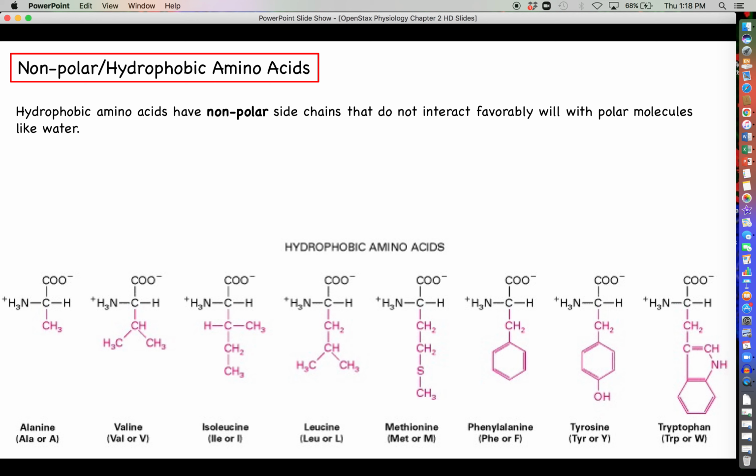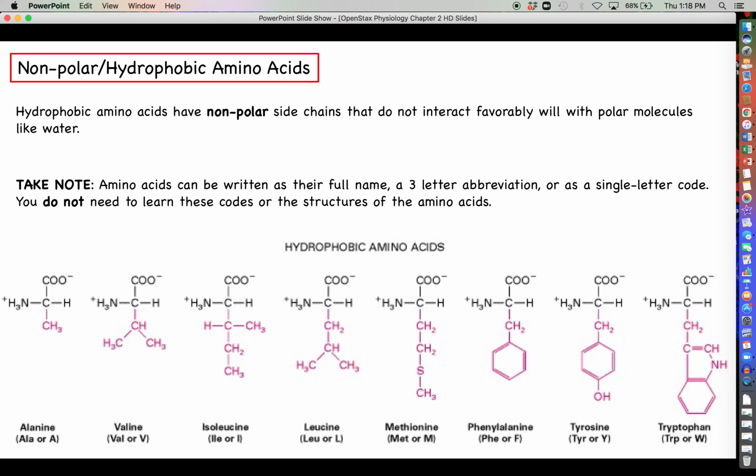So if you have a protein that's got a whole bunch of these hydrophobic amino acid side chains sticking out, that protein is probably not going to dissolve in water very well, because we already understand that water does not interact well with hydrophobic nonpolar substances.